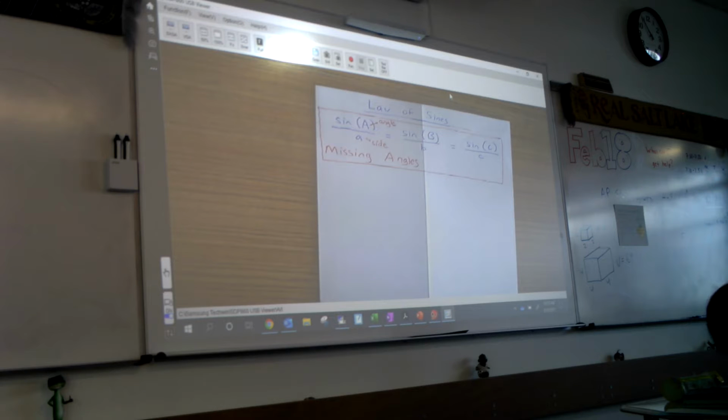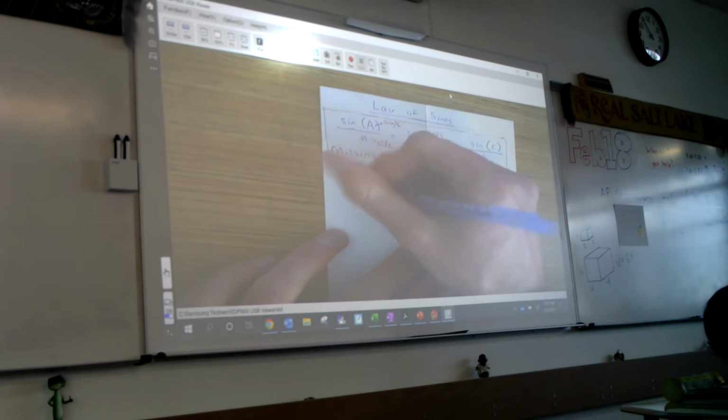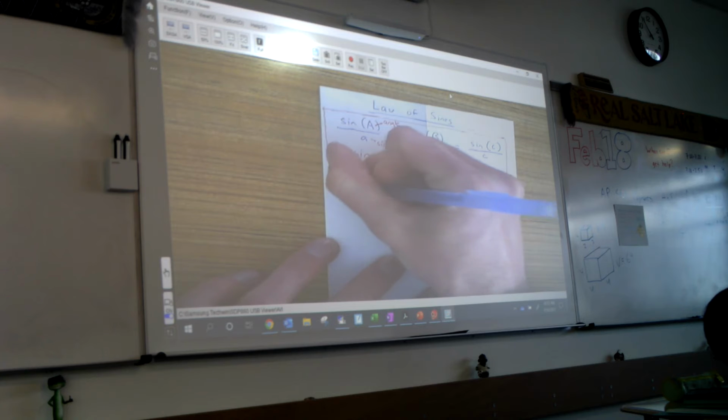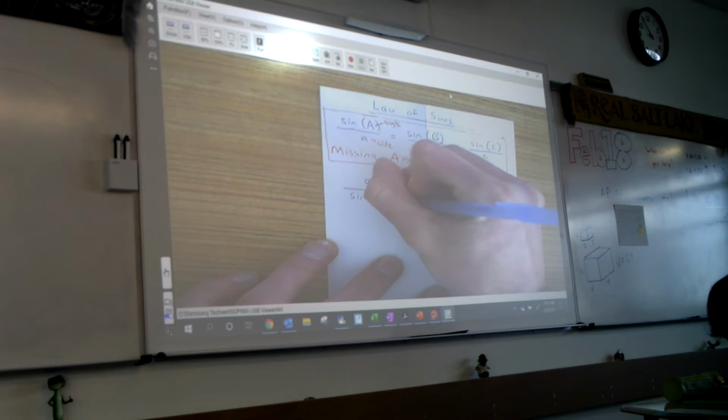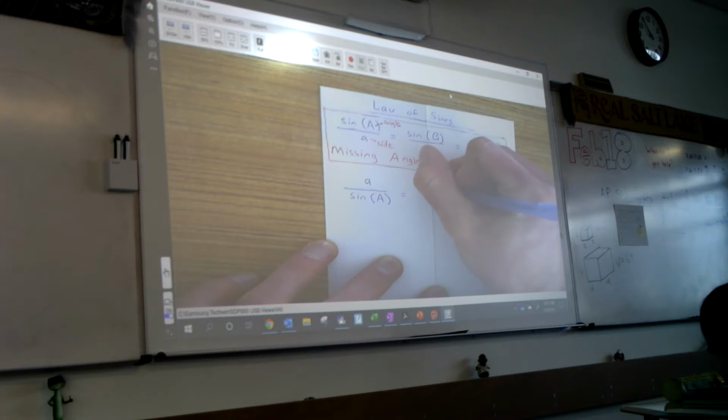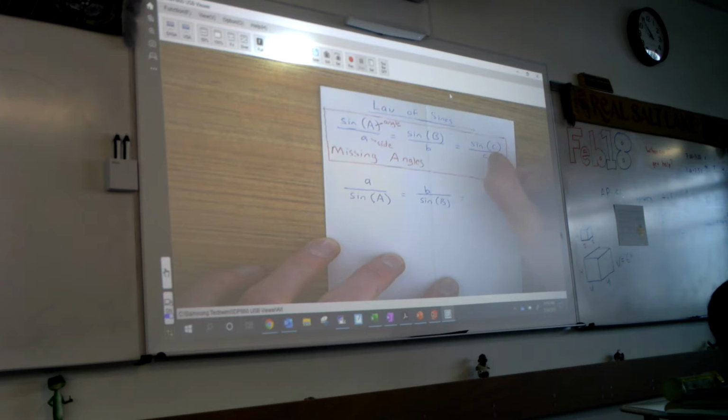So now, once we have that written down, what we're going to do is flip it. So I'm going to put A over sine of A is equal to B over sine of B, which is equal to C over sine of C.